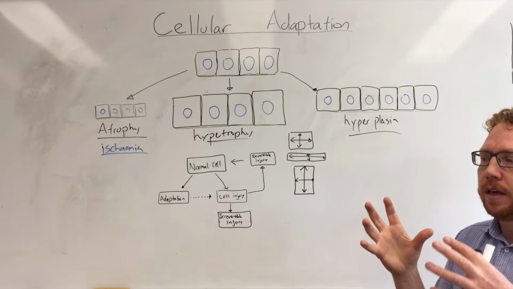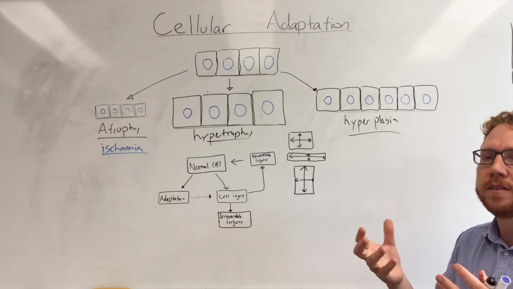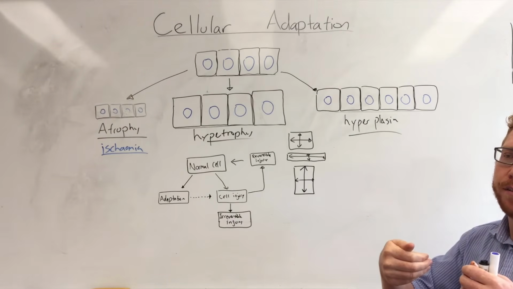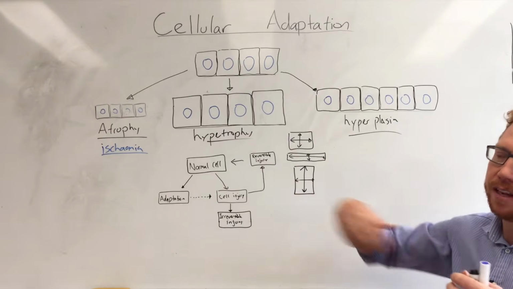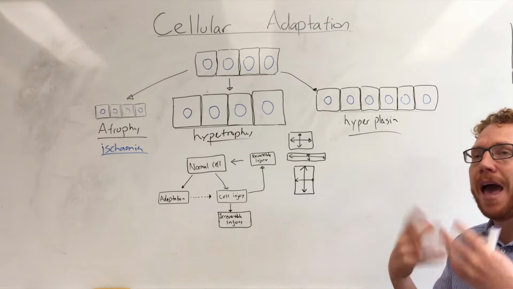So the liver is composed of hepatocytes. The hepatocytes are usually dormant or quiescent, so they're kind of asleep. But if you were to cut the liver in half and remove that half of the liver out, what would happen is the hepatocytes would become activated.